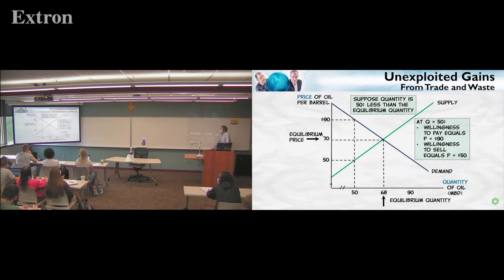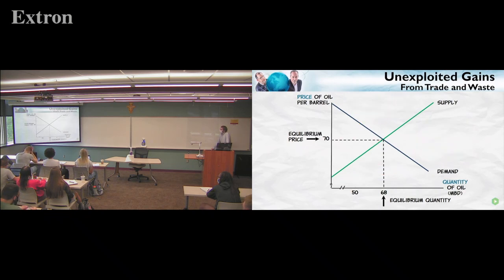Indeed, for any quantity below the equilibrium quantity, there are unexploited gains from trade. Now in economics, we assume that if you put a potential gain from trade in front of people, they're going to find it. They're going to be able to realize that if only they bought and sold a little bit more, both the buyers and the sellers could be better off. So that's why we assume that the quantity bought and sold will be pushed to the equilibrium quantity, because it's only at the equilibrium quantity that all the gains from trade have been exploited.